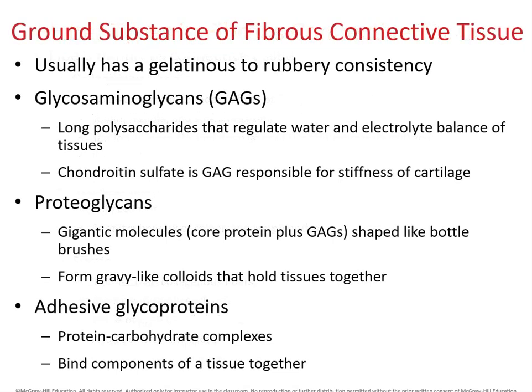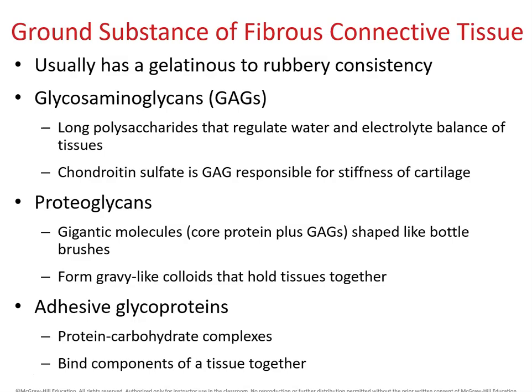All right, so now we're going to be talking about the ground substance that surrounds fibrous connective tissue. This is a gelatin-like or gelatinous substance, has a rubbery consistency, and it has three main components. The first one is glycosaminoglycans, and we call those GAGs for short. So these are long polysaccharides. Remember that a polysaccharide is a chain of monosaccharides or carbohydrates.